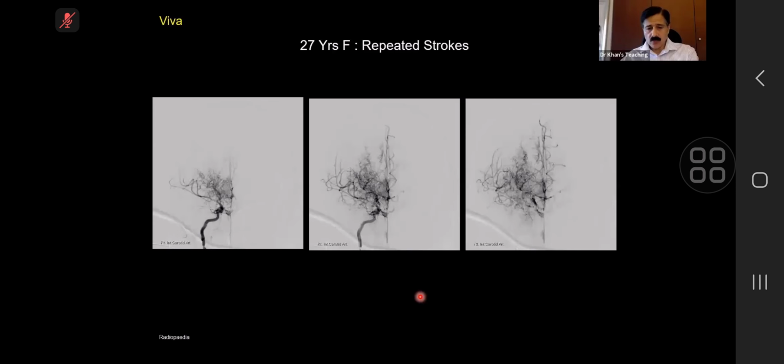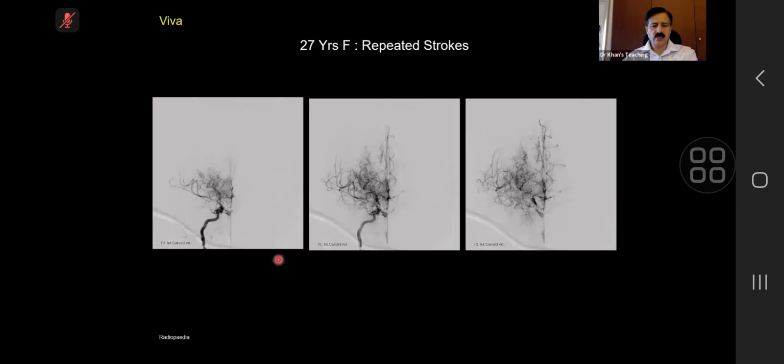So let me take over. Now, Moya-Moya disease is a disease in which there is stenosis of the supraclinoid portion of the internal carotid artery. The MCA, the ACA, even the PCAs can be involved. Just remember that large intracranial vessels are involved. Moya-Moya is a Japanese word which means puff of smoke, and this is an angiographic pattern.